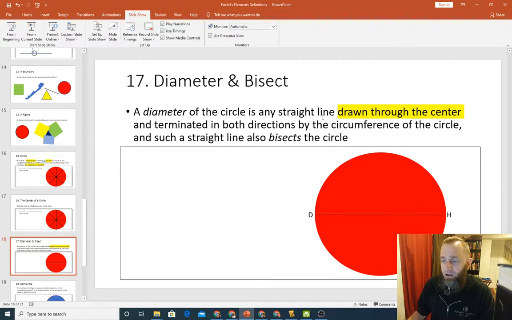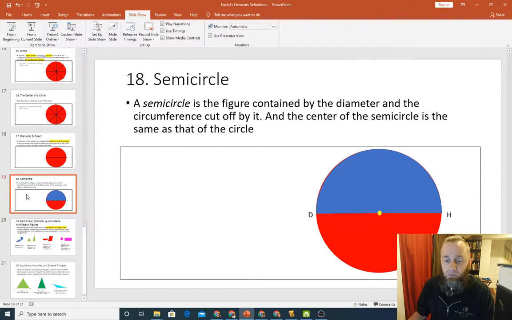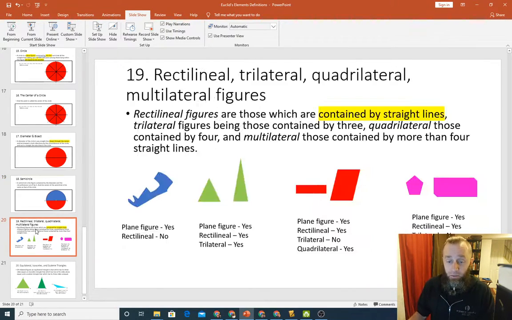is any straight line drawn through that point that hits the boundary twice. Then we said if you take that diameter and you make a figure out of it, and the part of the circle on one side or the other of it, you have a semicircle. And interestingly, the center of the semicircle is the same as that of the circle. So the center of a semicircle is not in the middle of the semicircle, and I mentioned that might be frustrating, but we're going to keep moving on.